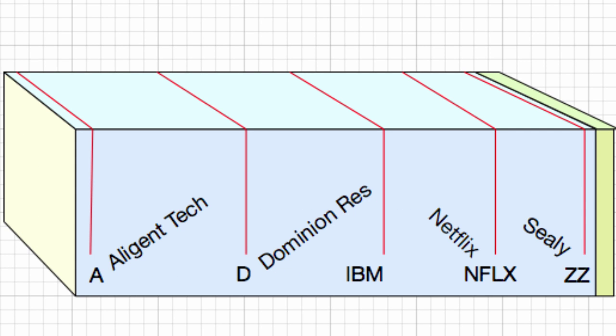The company's information is laid out alphabetically from left to right in ticker name order. Searches start with ticker A, Allergan Technology, at the far left end of my imaginary building. The search ends at the far right end on ticker ZZ for Sealy.